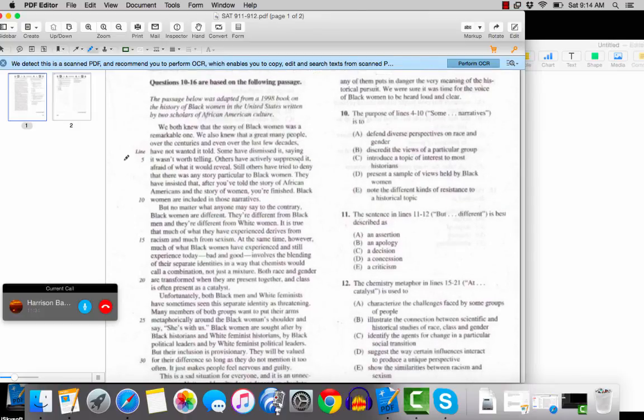Most students read the passage first before they go to the questions, but I'm going to suggest that you just read the question first. Not cold turkey, but read the question first and underline the key word in the question. In the question, the purpose of lines 4 to 10 is to blank, the main word is purpose. So we underline purpose, then go to lines 4 to 10 and make a little mark that says lines 4 to 10.